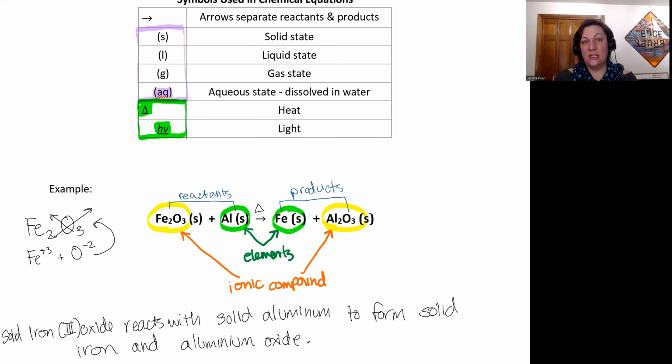And this is actually, if you've ever heard of it, the thermite reaction. It produces a ton of heat, a ton of light. It's so hot that it melts all these metals and you produce molten iron that will then cool and form an iron slag. And you can actually weld this way, which is interesting because it's such a hot reaction.